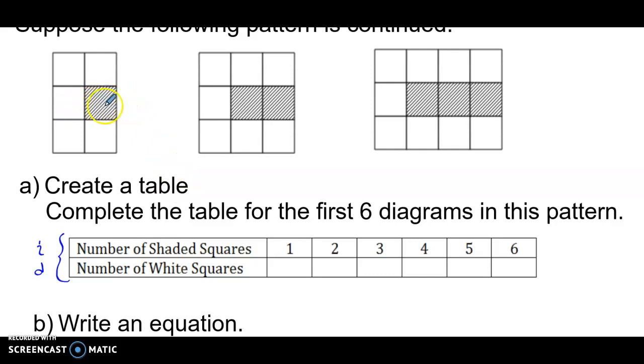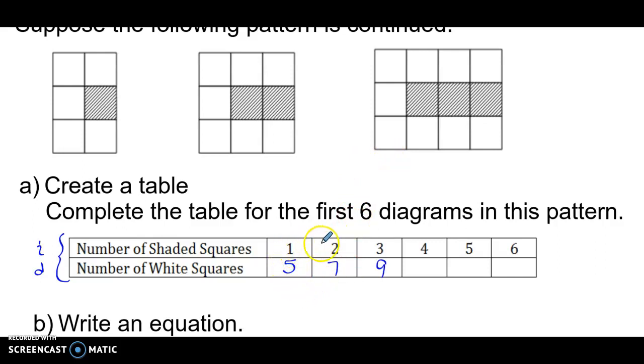squares. So if there's one shaded square in the first diagram, there's 1, 2, 3, 4, 5 white or unshaded. For 2, we can count 7. For 3, there are 9. That's all we have. So we want to complete this table for the first 6 diagrams, but we're only given 3. So we're looking for a pattern here.